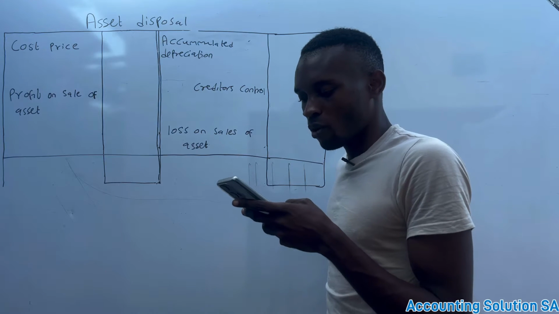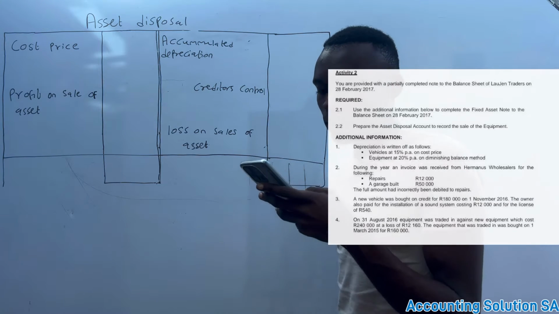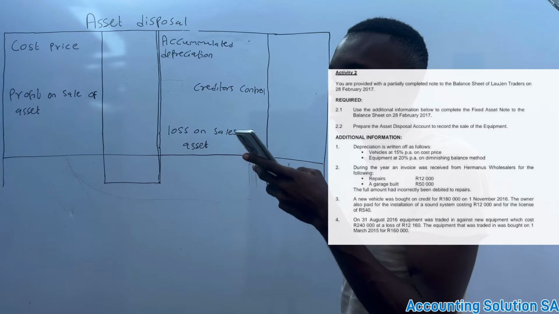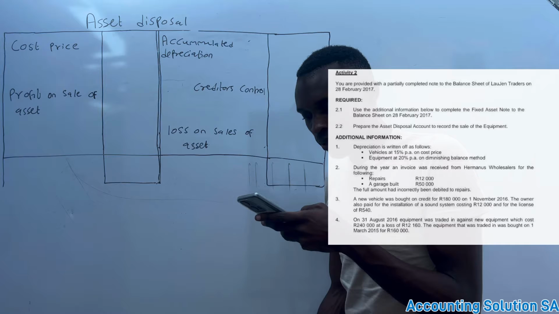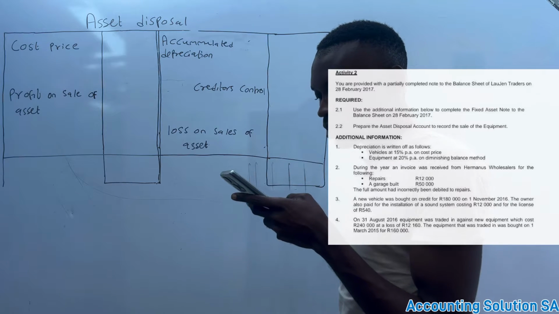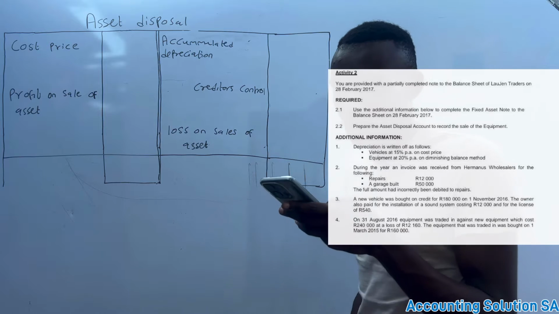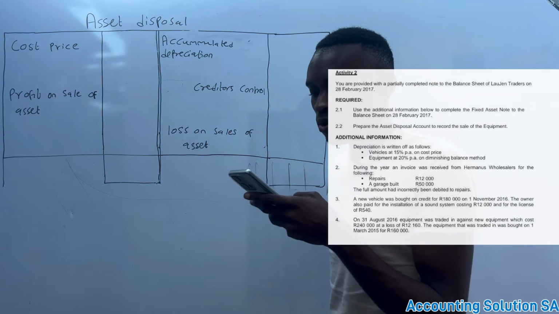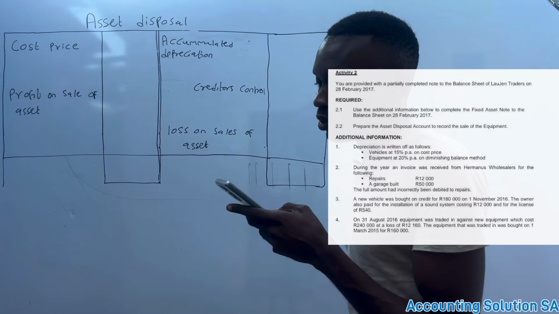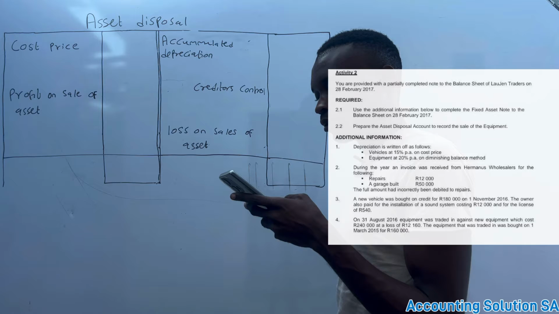So we've been given a lot of information which we are not going to prepare all of, but they said prepare an assets disposal account recorded on sales of equipment. Sales of equipment, guys, is on transaction number 4, but we are going to use transaction number 1 as well, because they said equipment at 20% per annum on the diminishing balance method. It's the method that we are going to use to prepare a depreciation calculation.